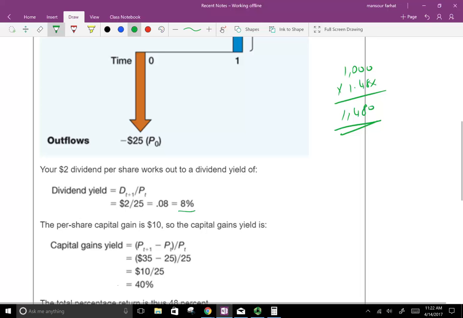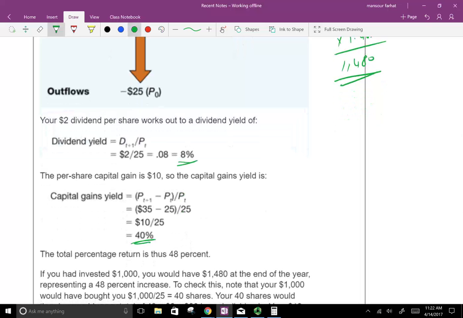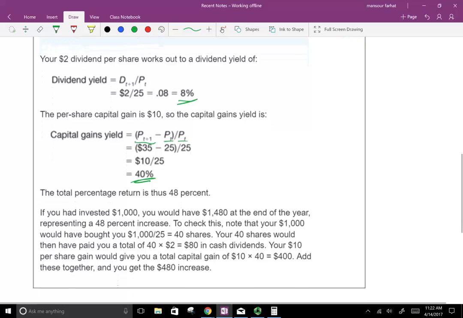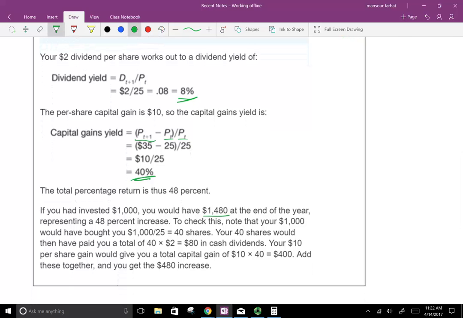So this is the dividend yield. This is the capital gain. This is the capital gain, and this is P one, the price one period from now. This is the original price divided by the original price. Okay. So you invested $1,000, you'll have $1,480. And this is the basic idea. Well, this is a powerful idea. So remember, you need to know how to calculate the dollar return, and you need to know how to calculate the percentage return. Okay, if you have any questions, by all means, email me.